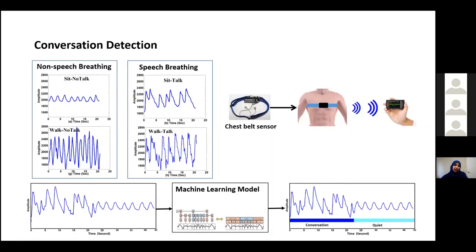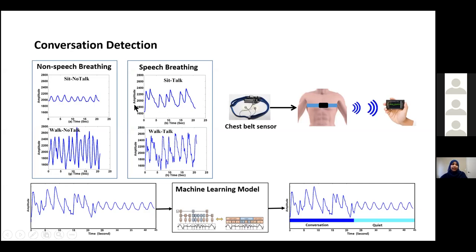And to detect conversation, we can use the audio signal, but it is really privacy sensitive. That's why we try to use a biosignal, that is our breathing signal. So when we don't speak, the inhalation and the exhalation are pretty rhythmic. The duration and the velocity of inspiration are equivalent to that of exhalation. But when we speak, we take quick inhalation and then we exhale slowly in accordance with the speech flow. So it gives the speech breathing a sawtooth profile, an asymmetrical profile.